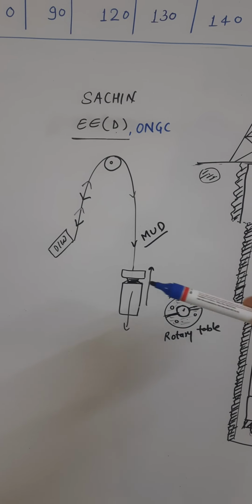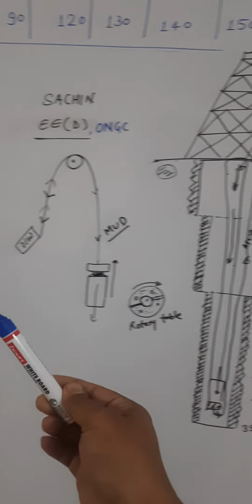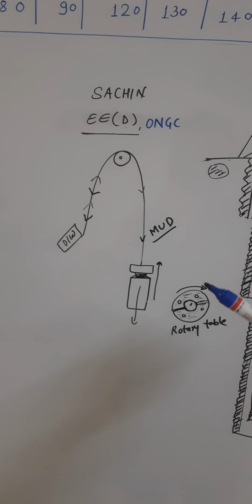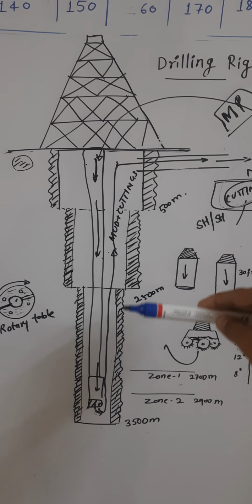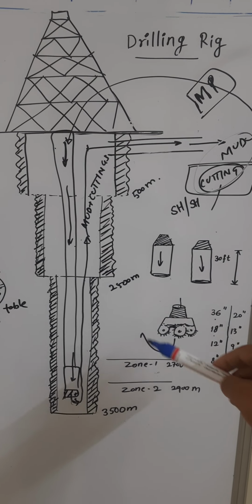And when we need to pull out or remove all the pipes and bit from the well, we pull from this side called draw box, and these pipes go up with the bit. We remove this pipe single by single and this bit out.